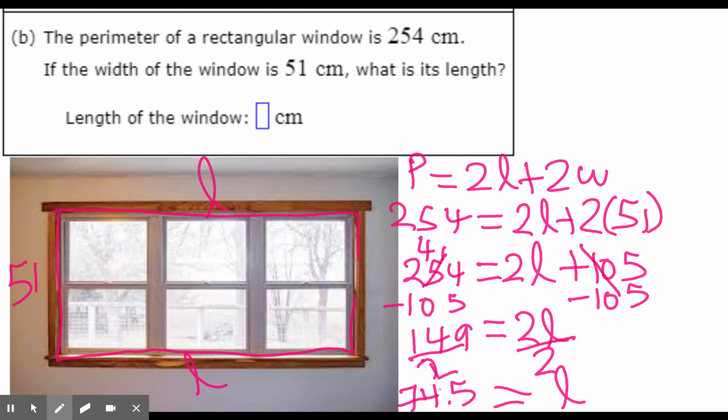And now we're going to check our work. So is the perimeter 254 equal to twice the length, 2 times 74.5, plus twice the width, 2 times 51? Do you agree or disagree?